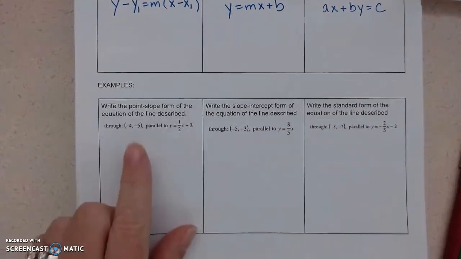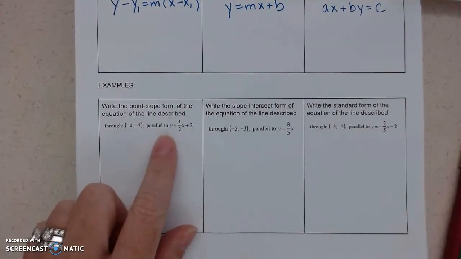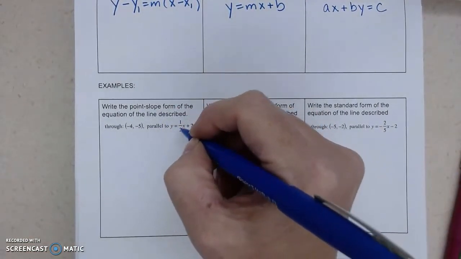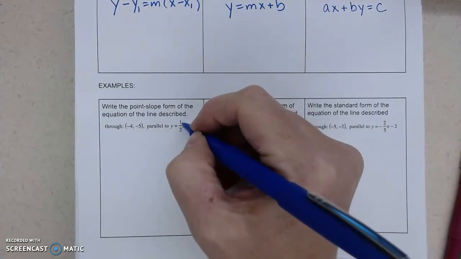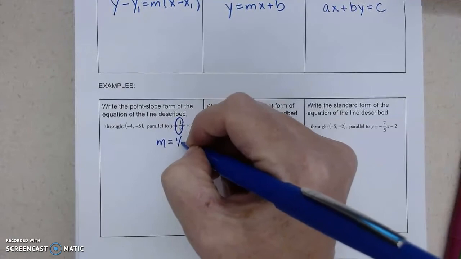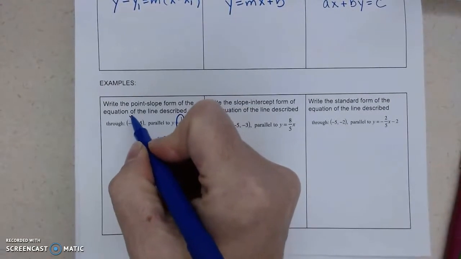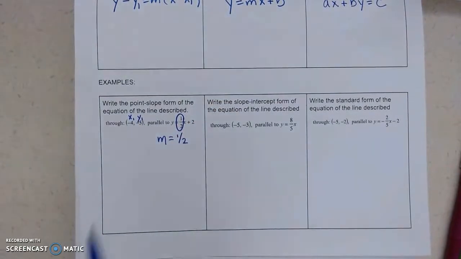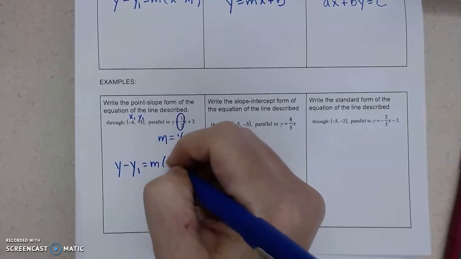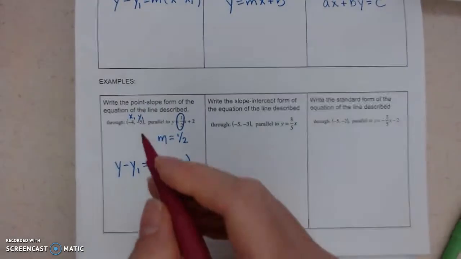They give us a point and they want the line to go through this point and to be parallel to this line. So parallel means it's going to have the same slope. So we're going to go to this line, and I know that the slope is 1/2. And that's all we need from that equation. This is the point that it has to go through, so we want to use that point. So if we want point slope form, we're going to write the general formula, and we seem to have everything that we need. All we need to do is substitute.